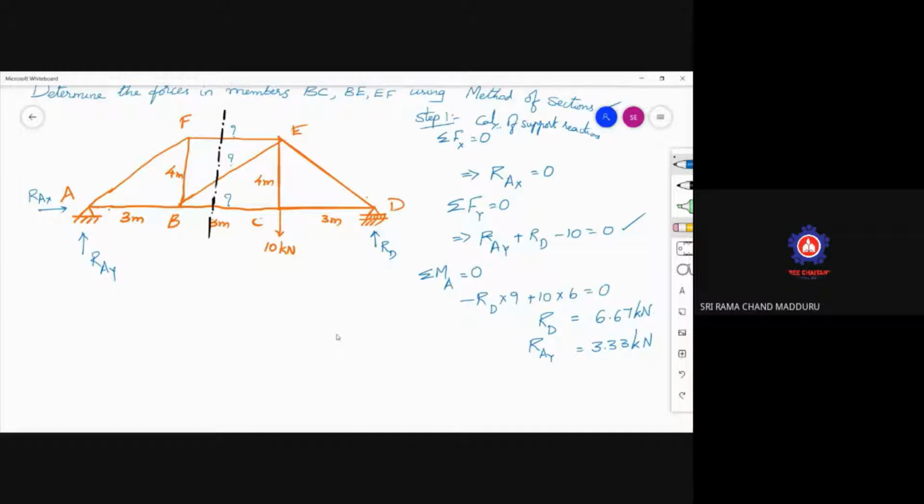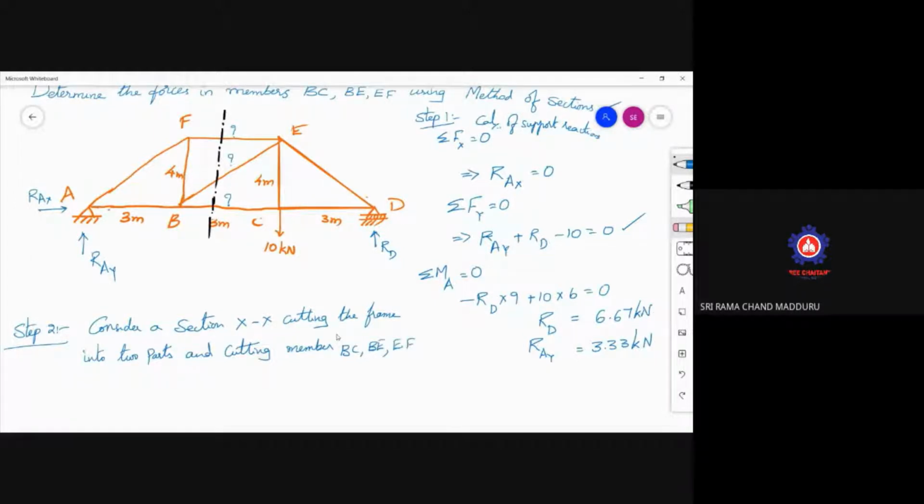In step two, consider a section XX cutting the frame into two parts and cutting members BC, BE.